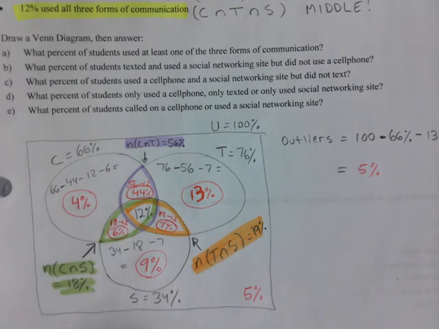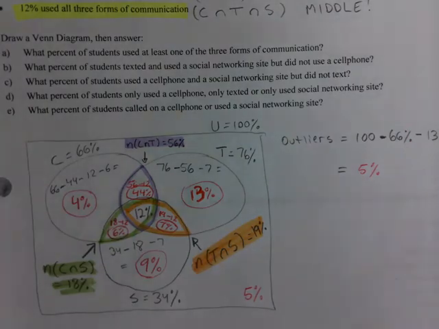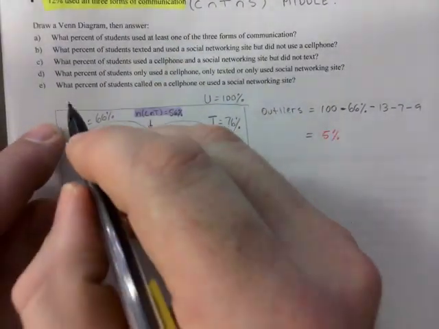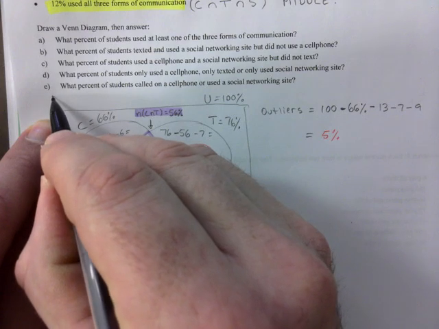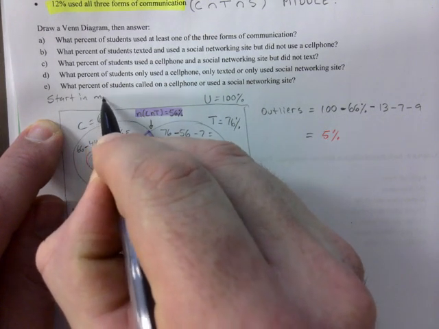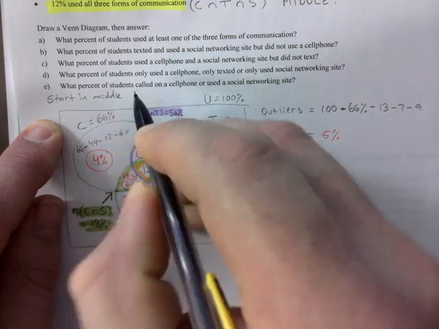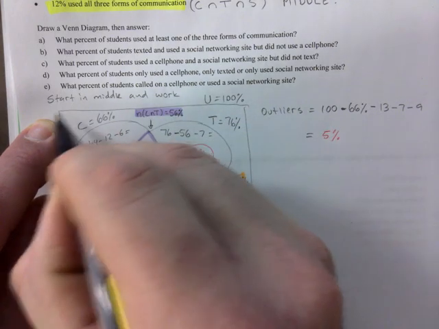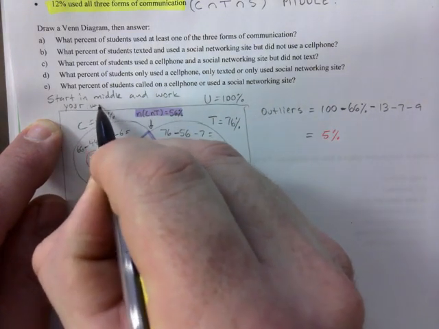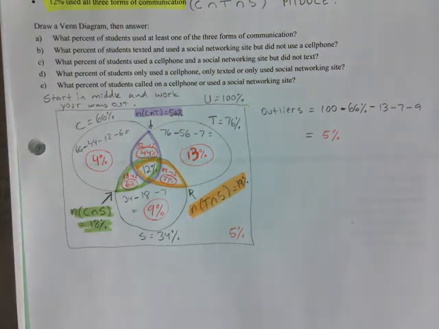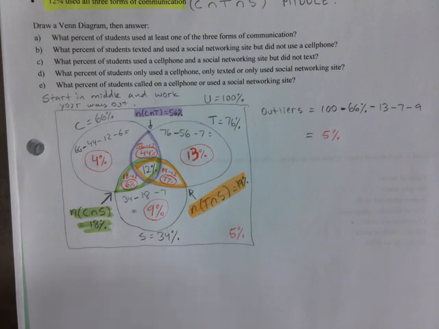One more thing, I think it's worth mentioning in your notes here. How I start is: start in the middle and work your way out. Okay. Start in the middle and work your way out. Pretty messy, right?